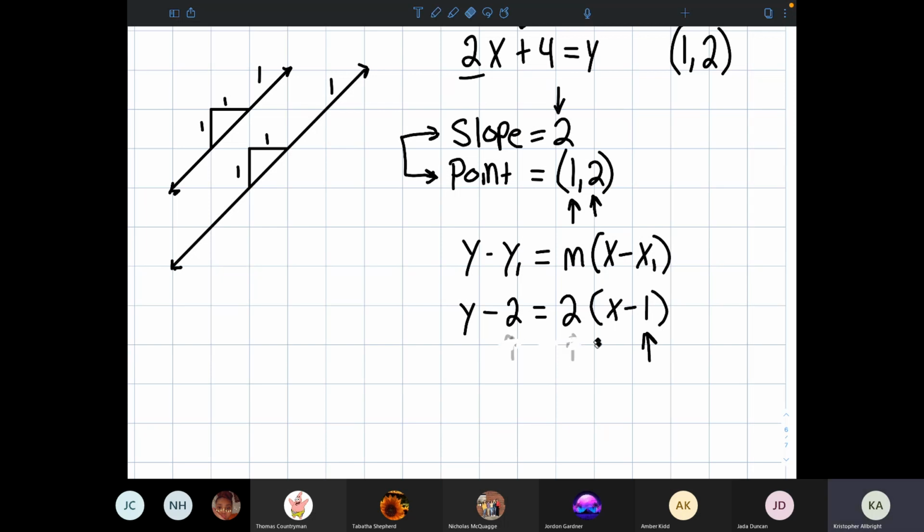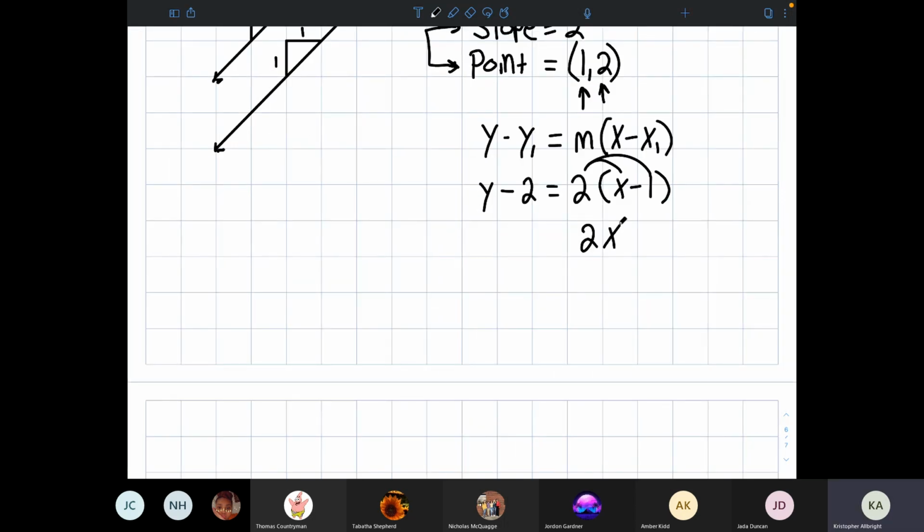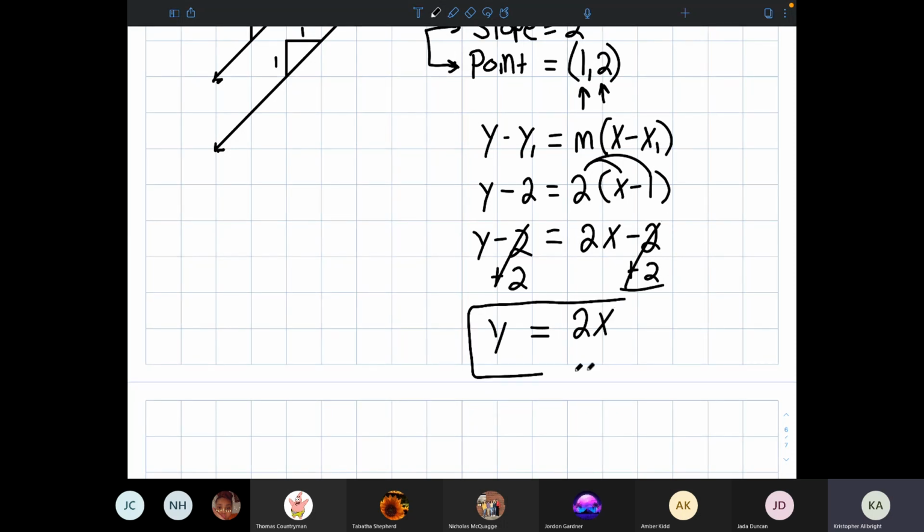Now that we have all these in the correct equation, we try to get it in slope-intercept form, usually. To get it in slope-intercept form, we want y by itself. So first thing I'm going to do is distribute right here. I'm going to end up with 2x minus 2 equals y minus 2. Now I just add my 2 across. Y equals 2x, because these are going to cancel out. And this is in slope-intercept form.